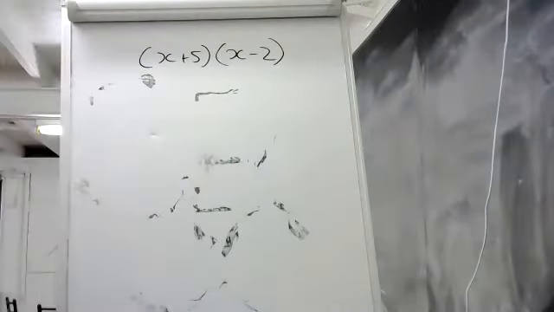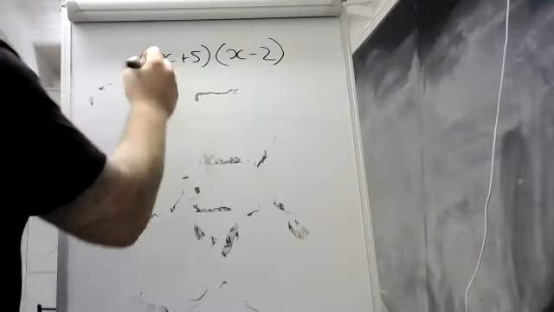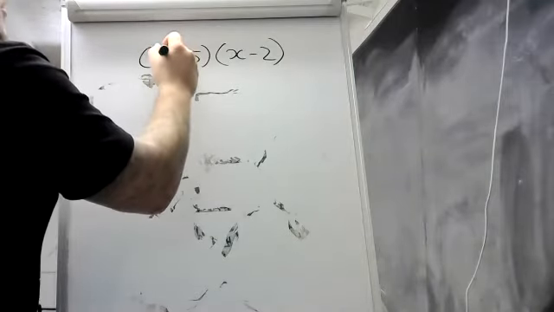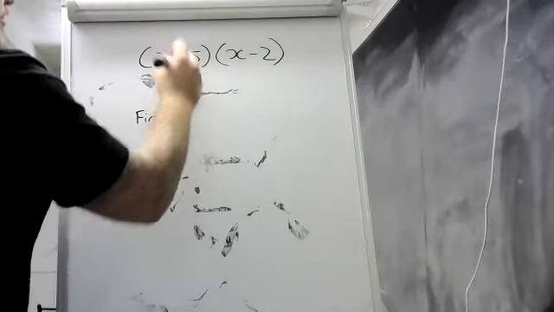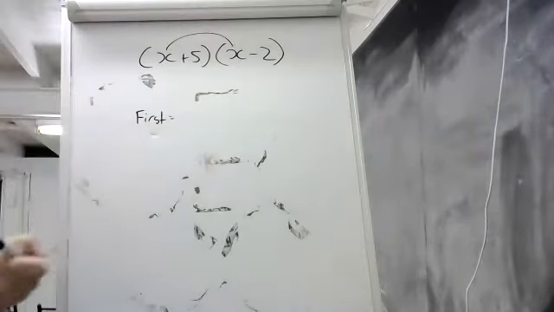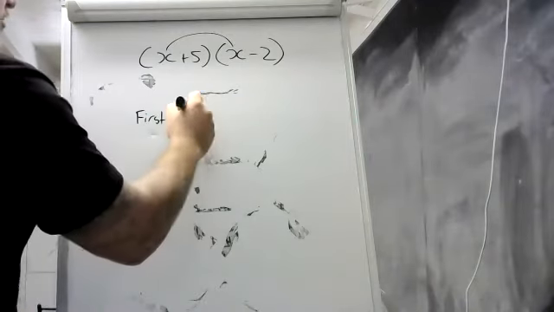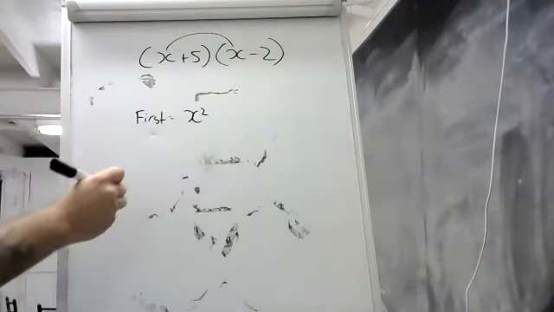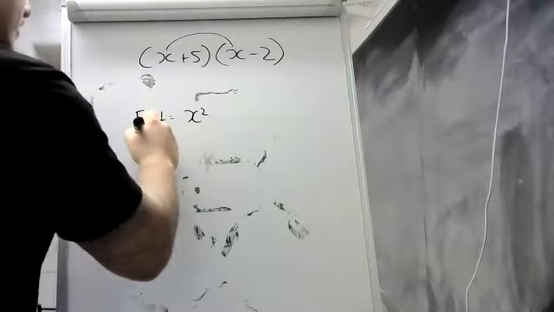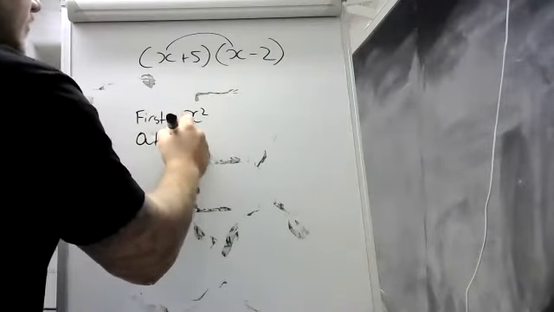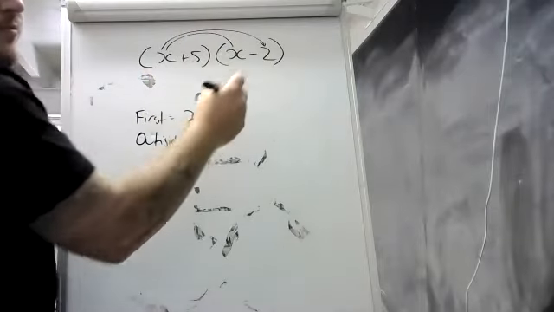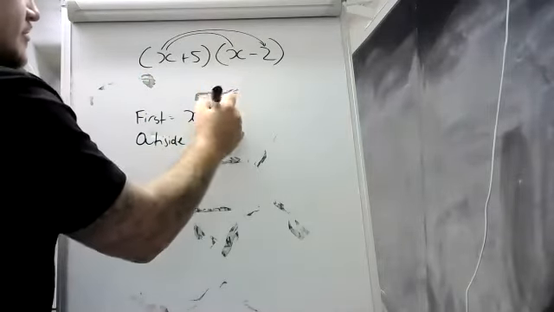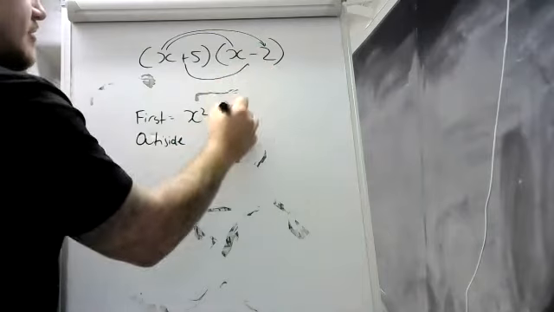No, I haven't heard of the FOIL method, but I may have been told it as a different name. Yeah, so you do, it's first. So you've got x times x. So we've got x squared. Outside, which is x times 2. So we have plus and minus, we have minus 2x.